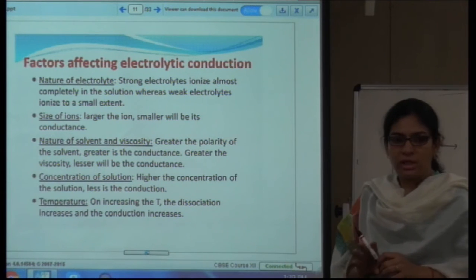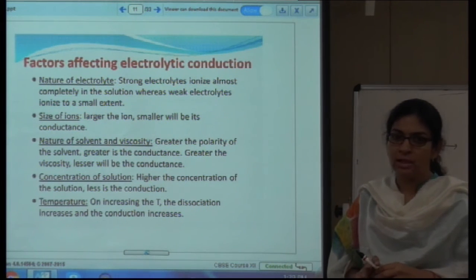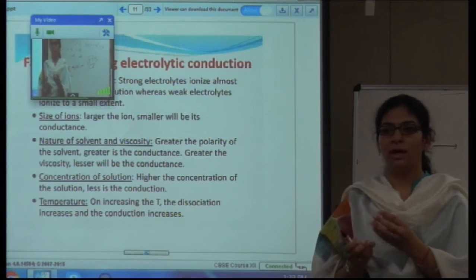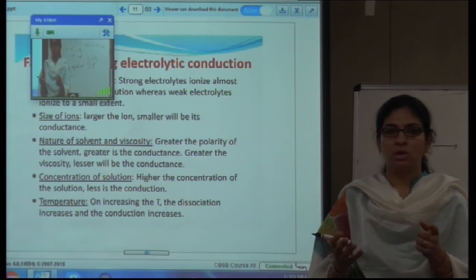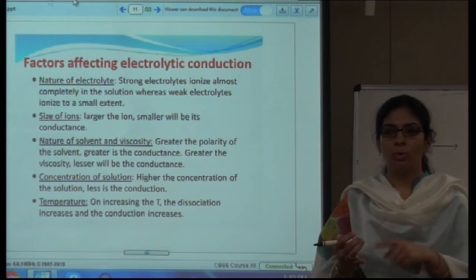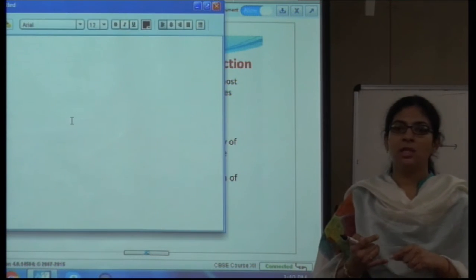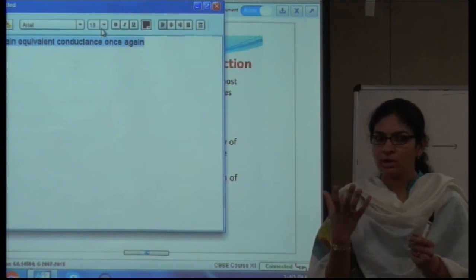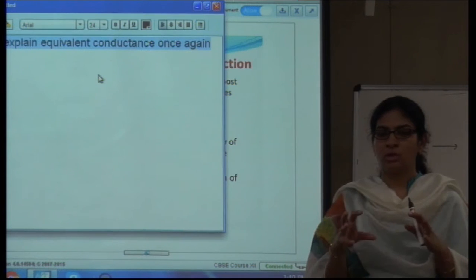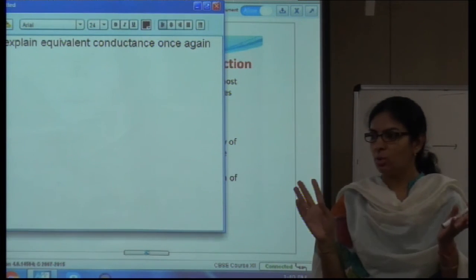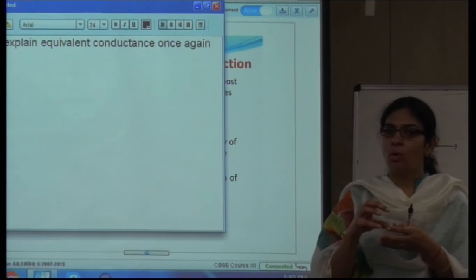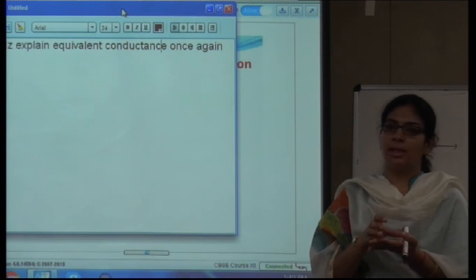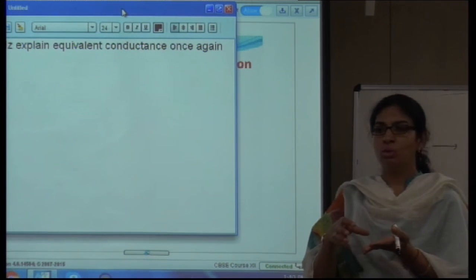Then next is the nature of the solvent and viscosity, right? You have different categories of solvents, based on their polarity values: some are polar, some are non-polar. If you have a polar solvent, and the electrolyte is also polar, because once you put it into the solution it will split into ions, you have dipoles. So polar and polar interactions are always more. Therefore there is a natural tendency of electrolytes to split into ions.